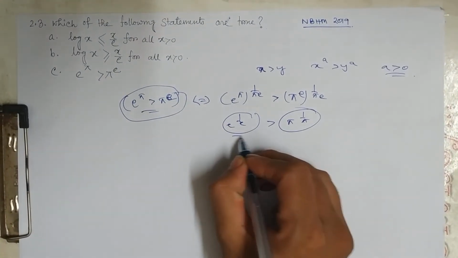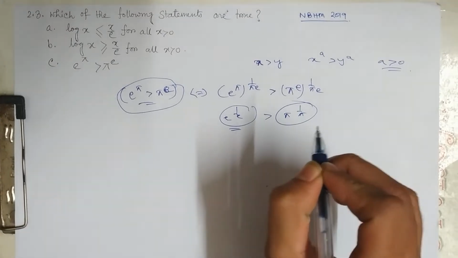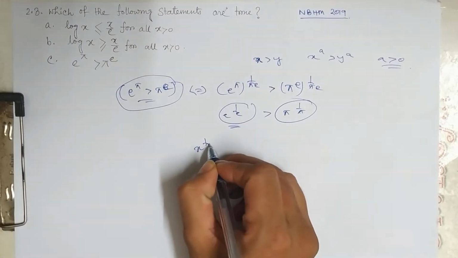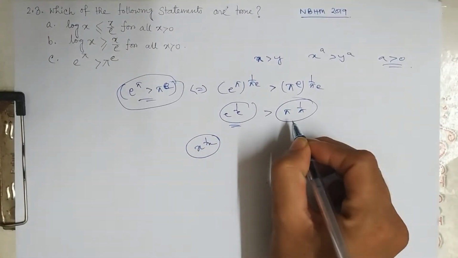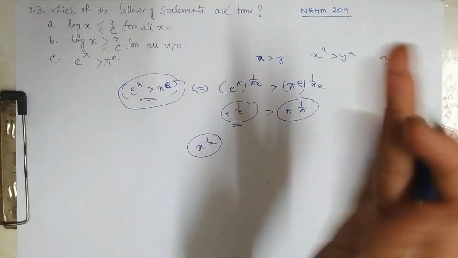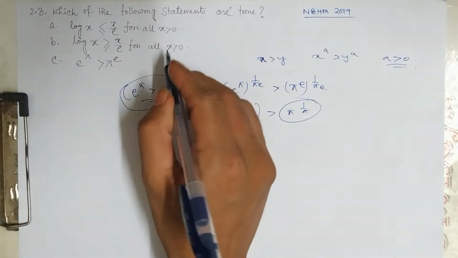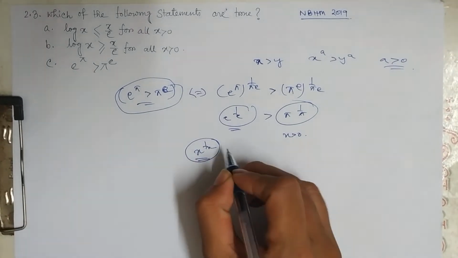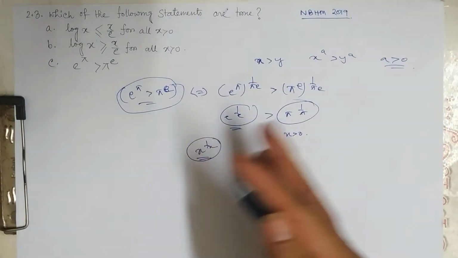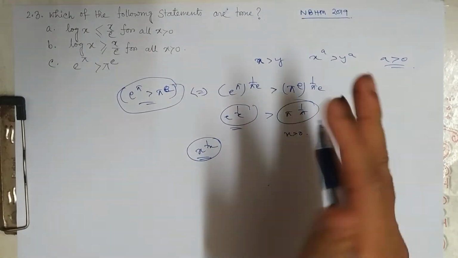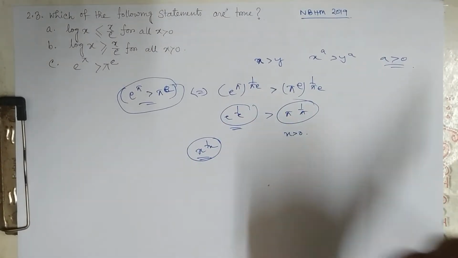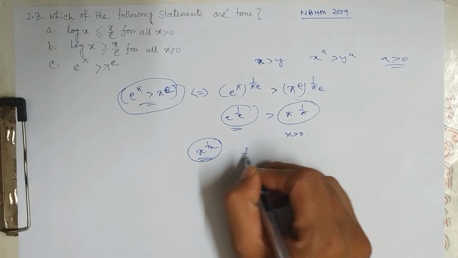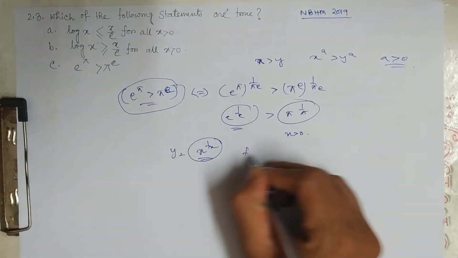So this motivates us to consider the function x to the power 1 by x and its behavior. We consider x positive. Whenever you want to study the range of a real valued function, we first try to compute the derivative. So let it be y.